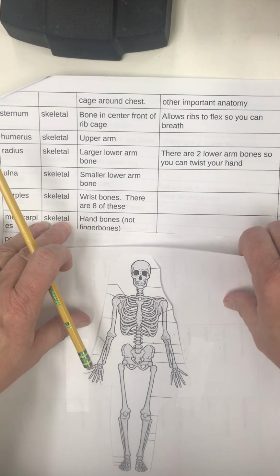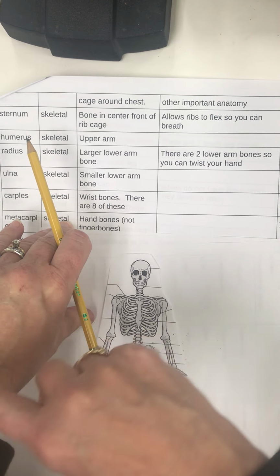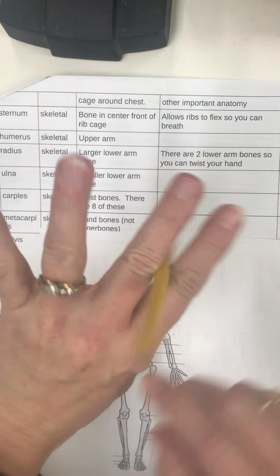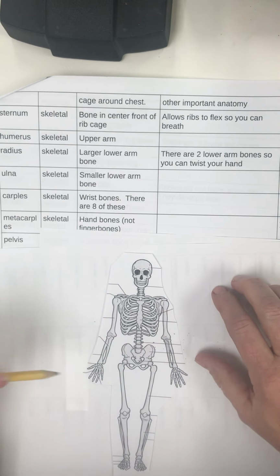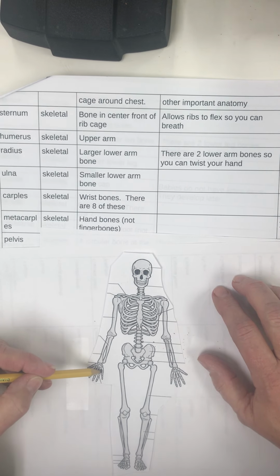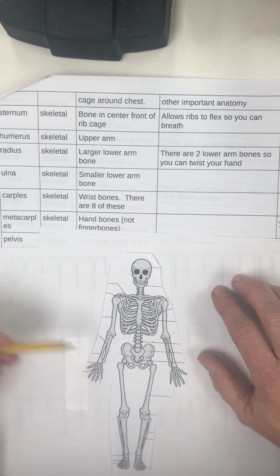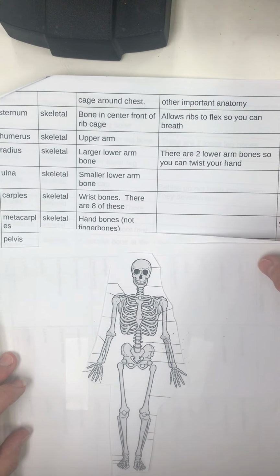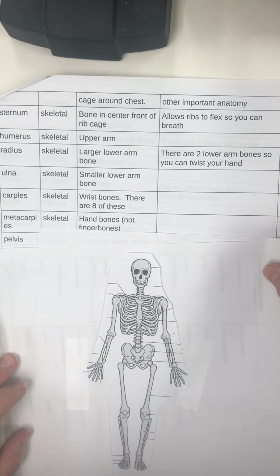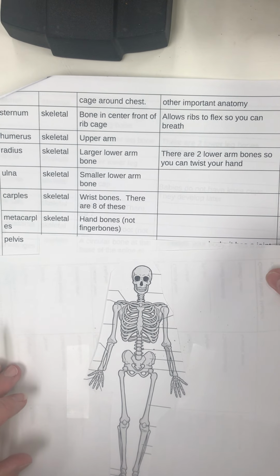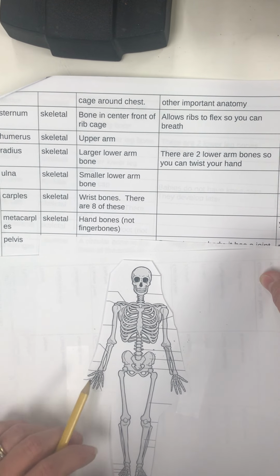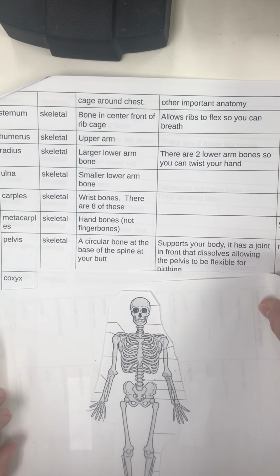Now the metacarpals are the hand bones, the bones that go down your hand. You have these straight bones. If you really flex it, you can really see those bones. And that's these longer bones right here. Those are called metacarpals, and they're hand bones, not finger bones. We're going to get to the finger bones in a bit. I'm going to skip that for now.